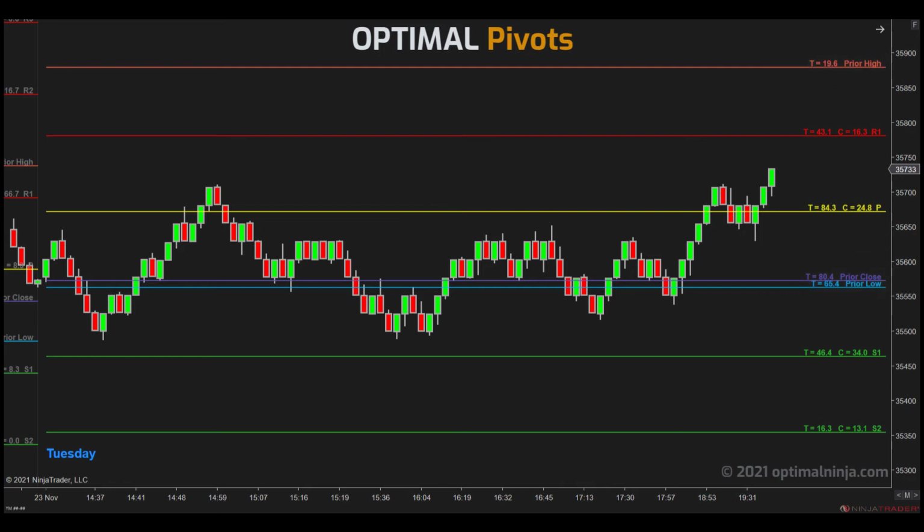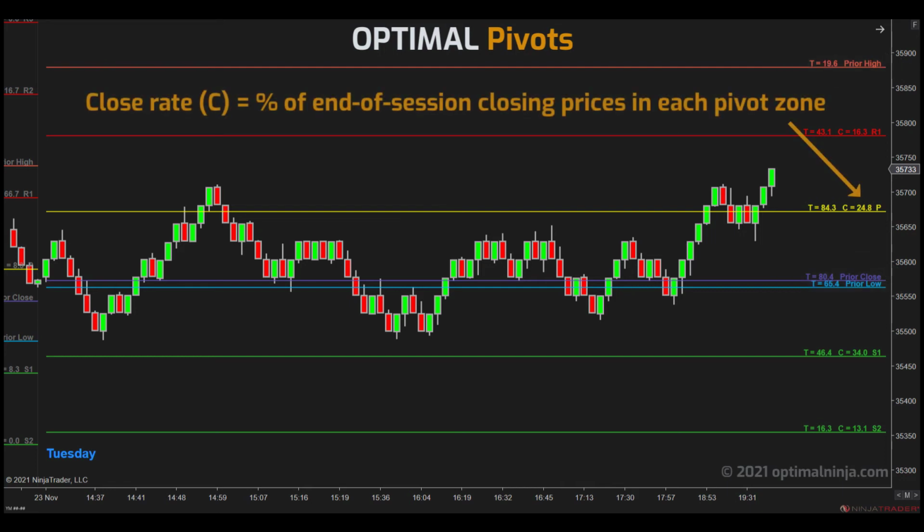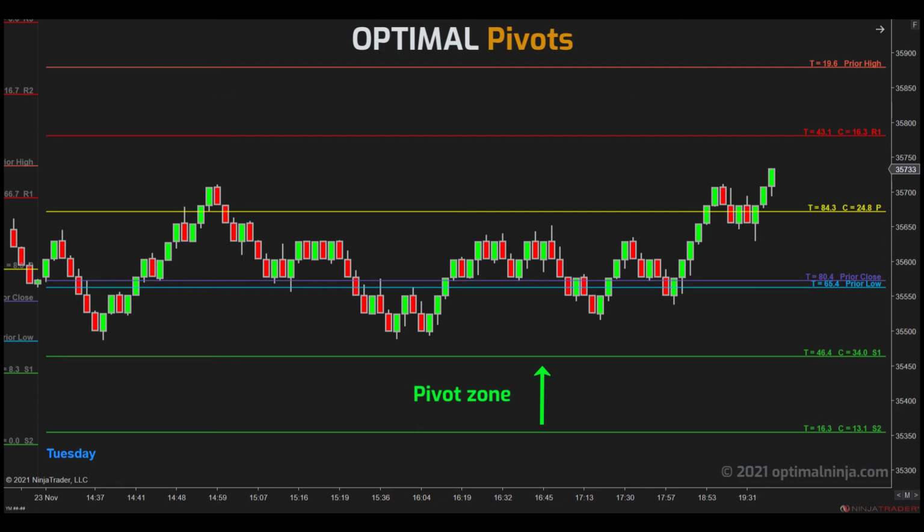The second metric we have on each level is the close rate, indicated by the letter C. This shows the percentage of prior sessions with an end of session close in each pivot zone. A pivot zone is the space between each pivot and the one immediately above. So the close rate of S2 was 13.1%, which means that the session closed between S2 and S1 just 13.1% of the time. And the close rate of S1 was 34%, which means that the session closed between S1 and the central pivot on 34% of past similar occasions.